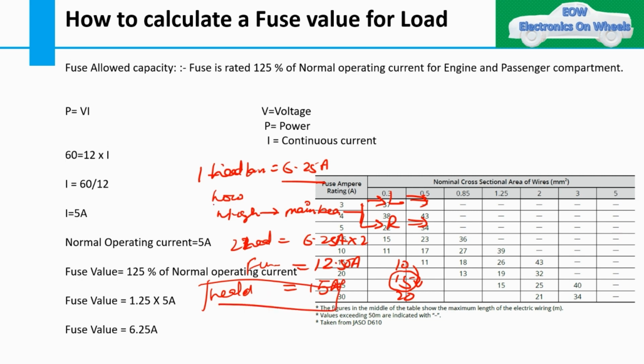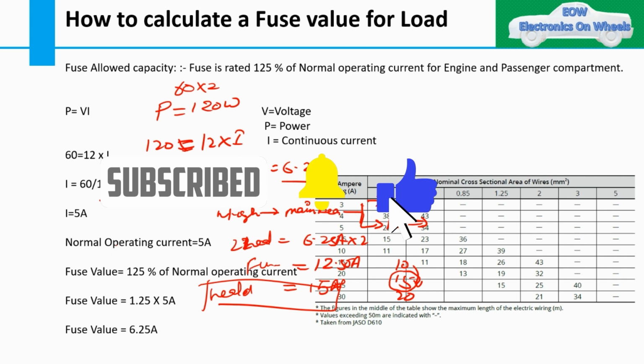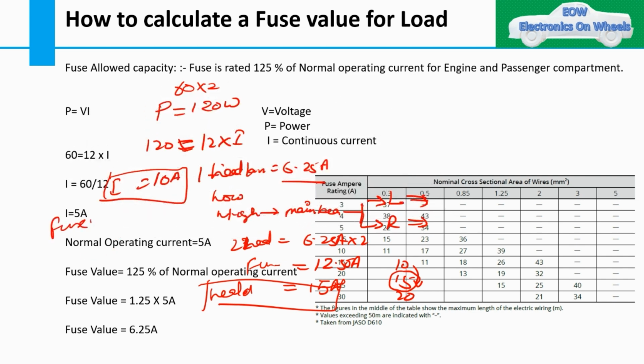connection. So you can see from here also. If I take the two headlamps, this would be 60 into 2, it would be 120 watts. Okay, so 120 watts equals 12 into I, and I would come around 10 amps. This is the normal operating current, and if you are calculating fuse value, then 125% of this, or 1.25 into 10, so it will come 12.50. This is the fuse value which came for the headlamp entirely for left and right hand side.